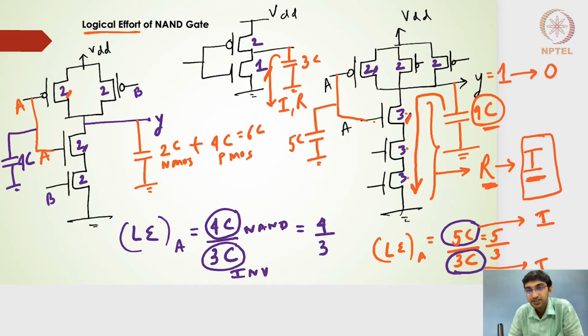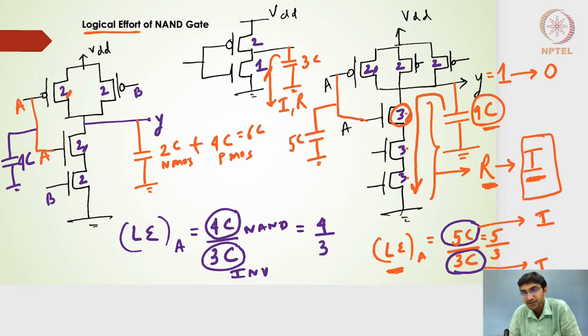Here, for the 3-input NAND gate, for getting the same current I and the same falling resistance of R, we need to scale it up to 3 times more. So the logical effort here implies that for this particular 3-input NAND gate, I need to have more effort when I compare that with that of the inverters. So 5 by 3 times more effort is required so as to get the same current, right? So that's what it represents.